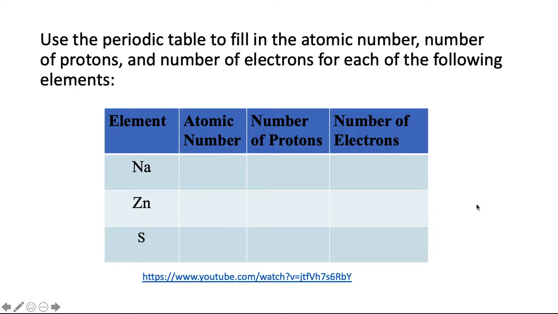I have made videos of these next couple of slides because they're problems to show you how to fill in this table here for sodium, zinc, and sulfur. In that same video, I've also shown you how to fill this table for the ions, so sodium plus, zinc 2 plus, and sulfur 2 minus. So watch the video to see how to fill out this table.